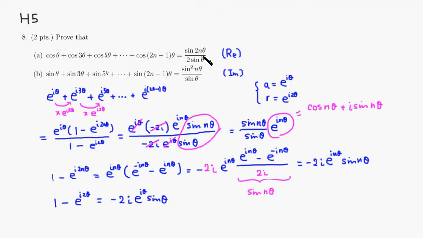Here you don't get exactly this, but you have to use a trig identity to simplify it to this expression. Then the imaginary part is exactly this, so you can easily get to that. That's it. I hope this will get you going.